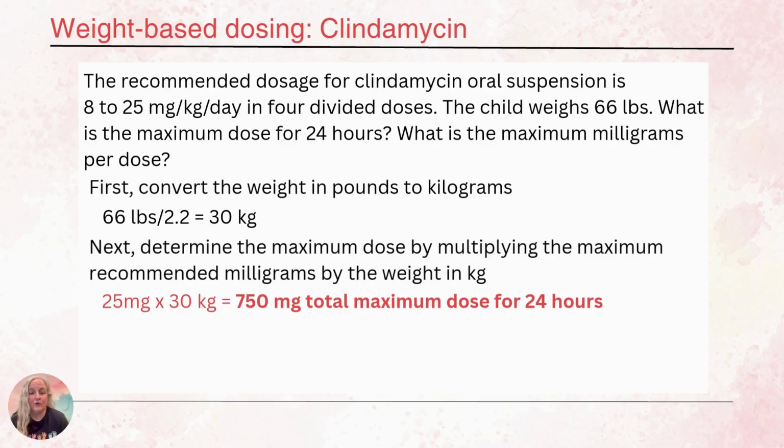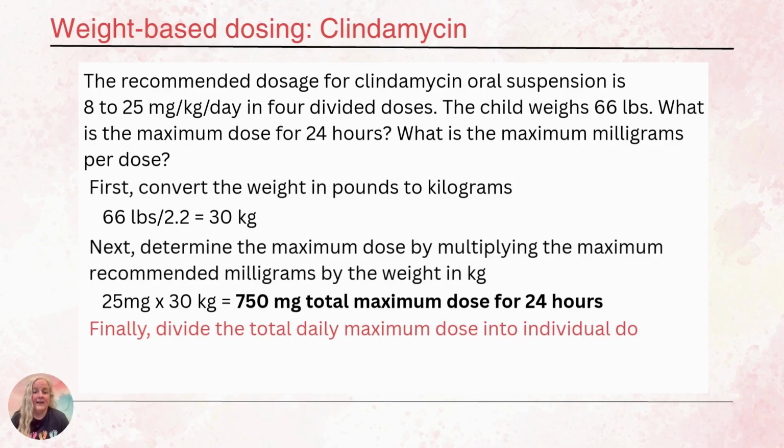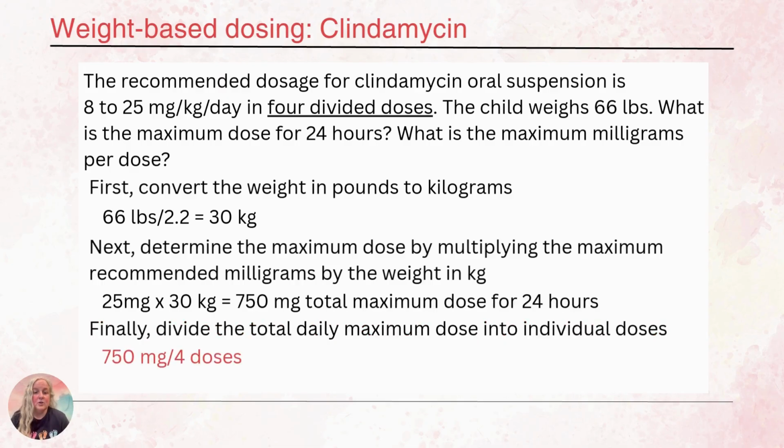Finally, divide the total daily maximum dose into individual doses. So it is 4 divided doses. So we will do 750 milligrams divided by 4 doses and find 187.5 milligrams per dose.